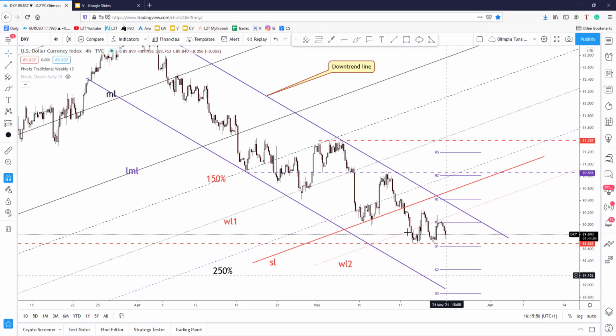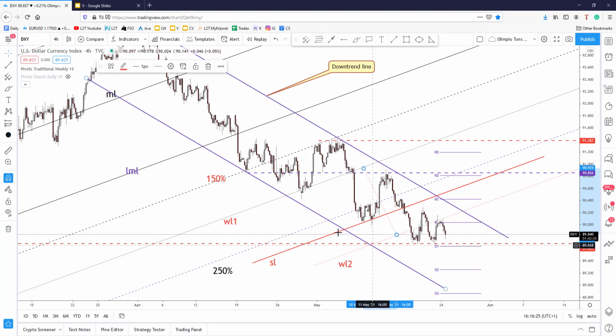Alright guys, about the warning line, I've drawn a first warning line at the same distance between the medium line and the lower medium line, so you can maybe draw it manually if you want. The same distance here gives the first warning line, and the same distance again for the second warning line.